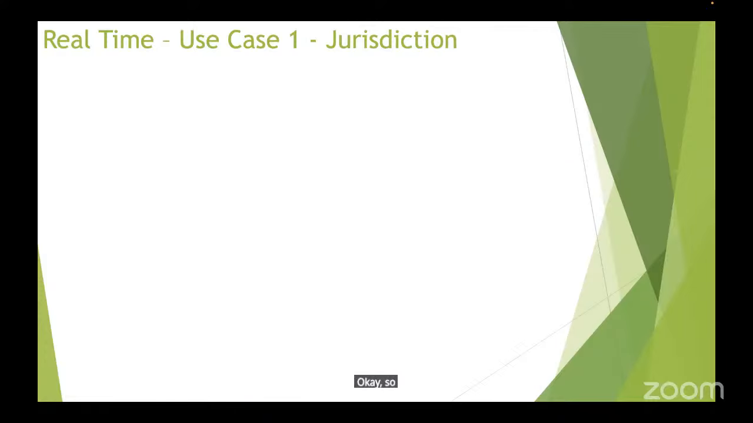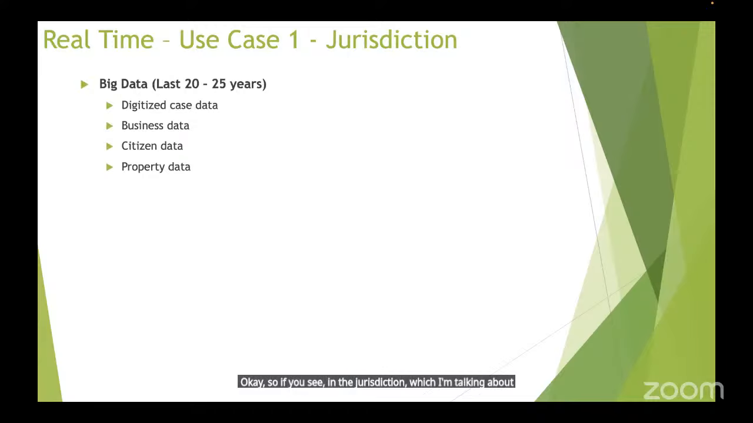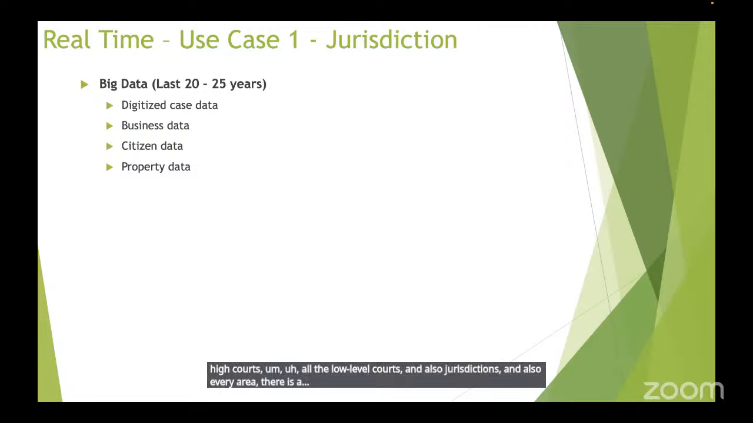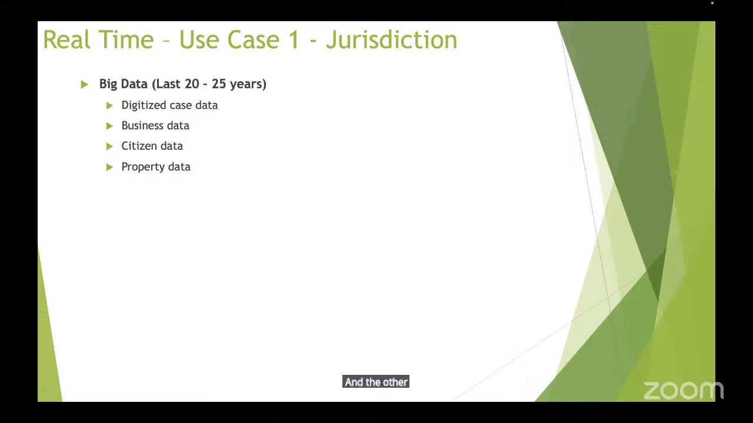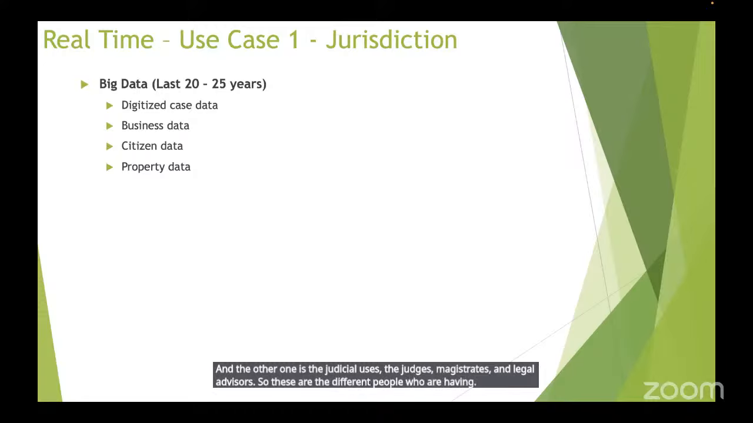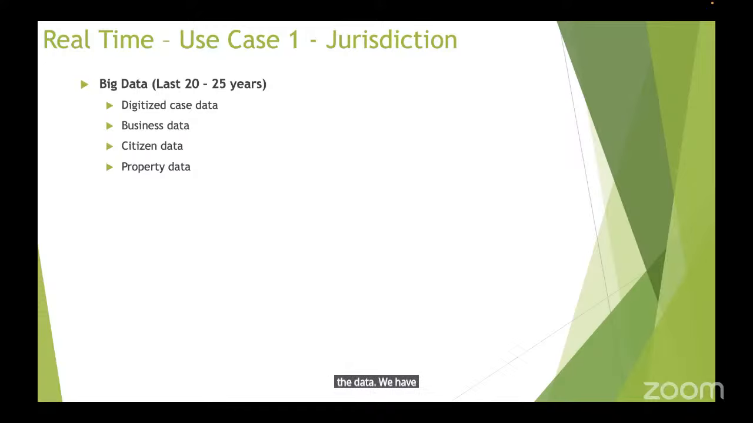So the jurisdiction which I'm talking about is basically the high courts, all the lower-level courts, and every area has professional users, who are the solicitors and the applicants and respondents who apply for the case and receive the case. And the other ones are the judicial users: the judges, magistrates, and legal advisors. So these are the different people who are having the data. We have digitized this data over the last 20-25 years, which means all the digitized case data.